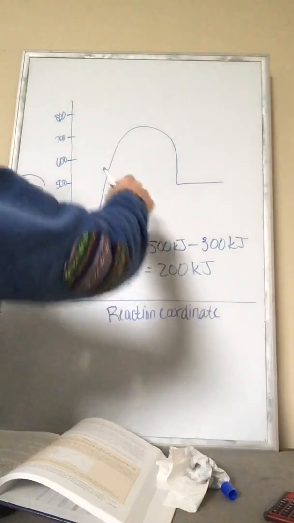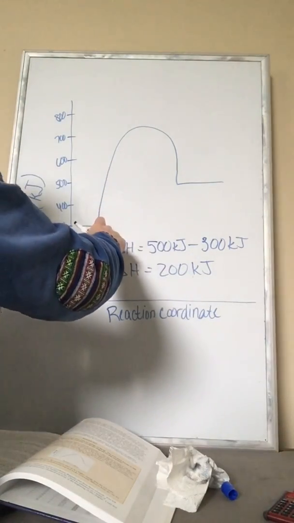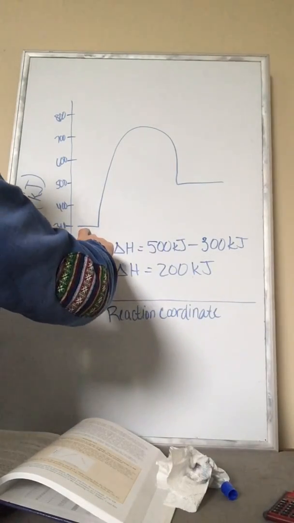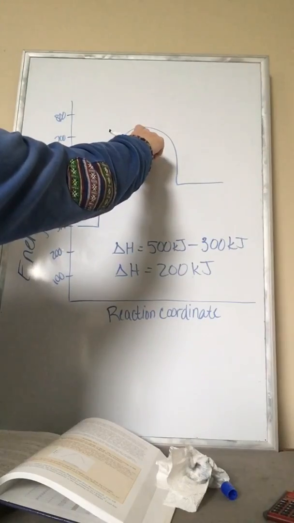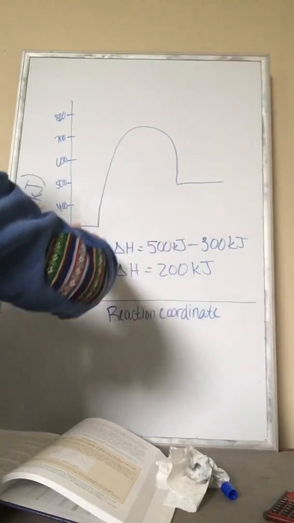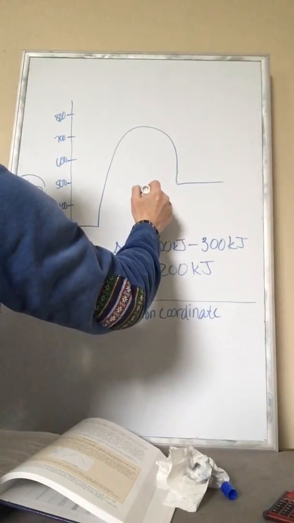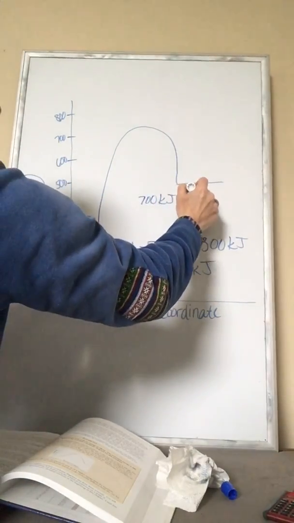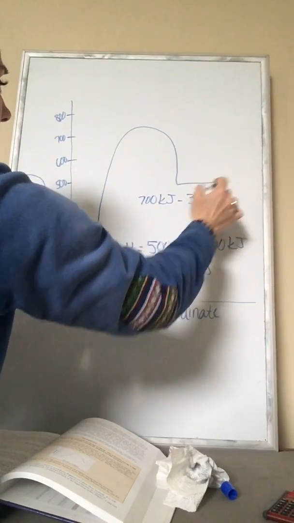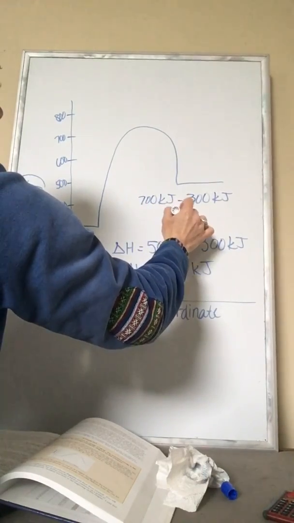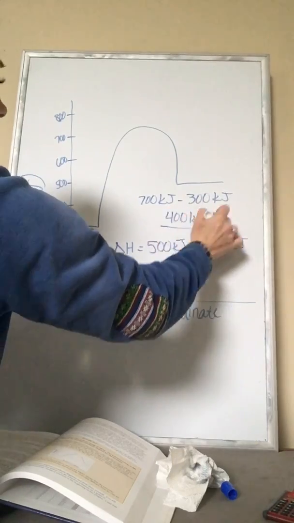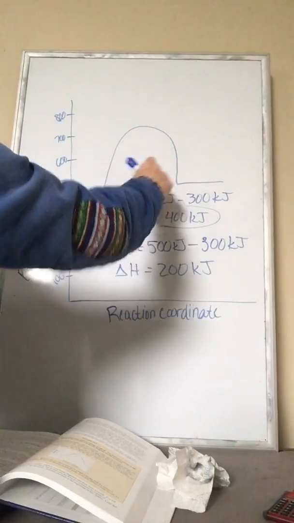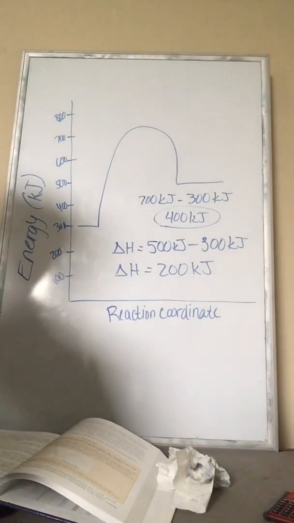Again, the activation energy is calculated the same way. What this tells us is it's a big activation energy, because it's still going to be the reactants subtracted from the top of the hill. So our activation energy is going to be 700 kilojoules, because we're at the top of the hill, minus 300 kilojoules. And so our activation energy, we need 400 kilojoules of energy to even get this thing going. So the steeper the hill, the more activation energy is needed.